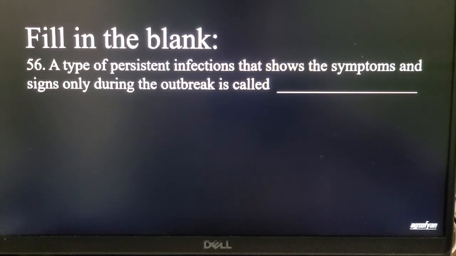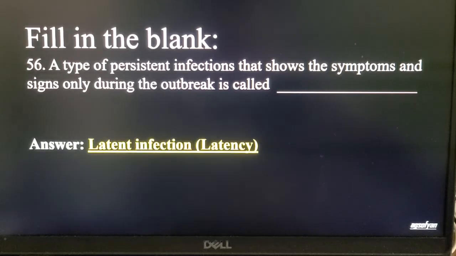Number 56. This is asking about another type of persistent infection that shows symptoms and signs only during the outbreak. It is called blank. Write your answer. Yes, it is called latency, or latent infection. An example is herpes. Herpes viruses are actually persistent inside our body, but mostly they are dormant.